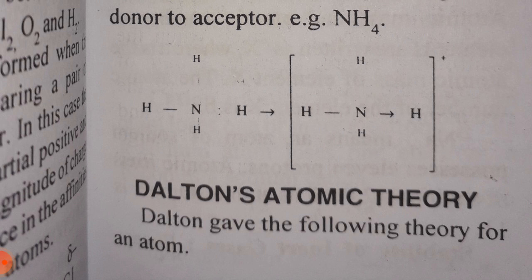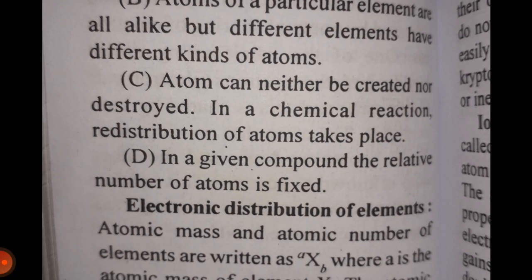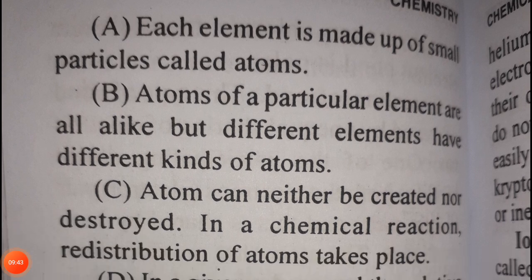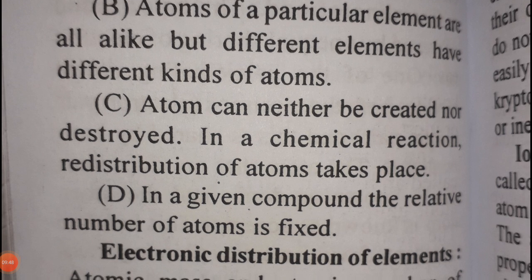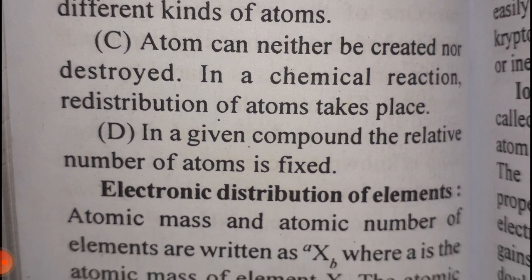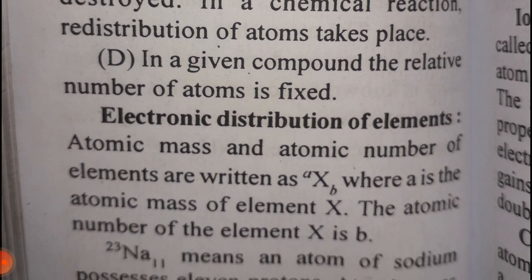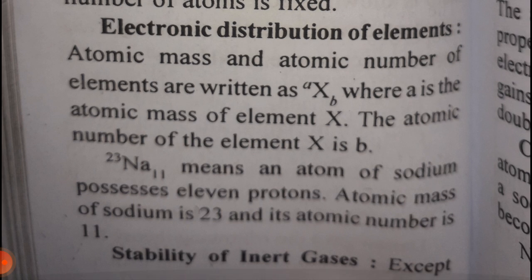Dalton's atomic theory. Dalton gave the following theory for atoms. Each element is made up of small particles called atoms. Atoms of a particular element are all alike, but different elements have different kinds of atoms. Atoms can neither be created nor destroyed in a chemical reaction; only the redistribution of atoms takes place. In a given compound, the relative number of atoms is fixed.